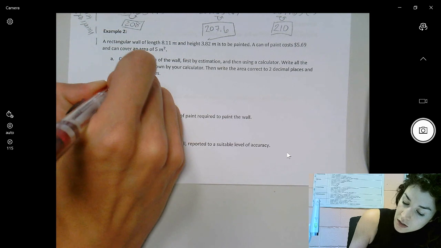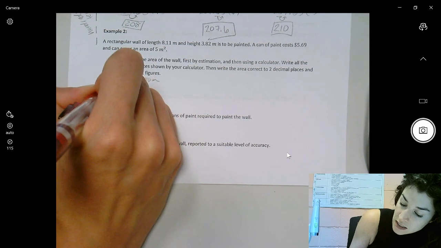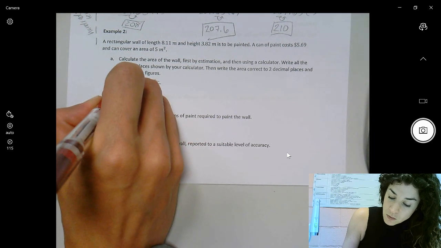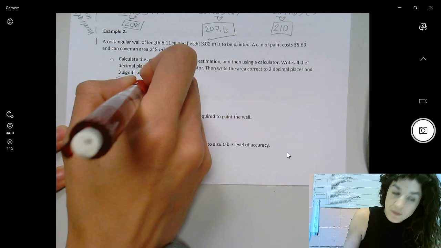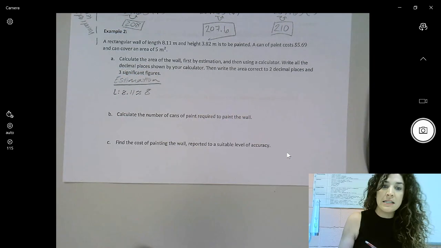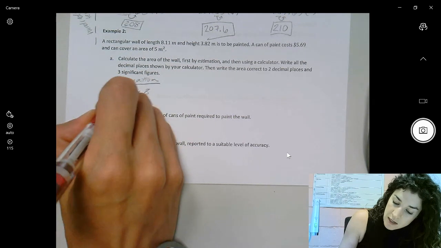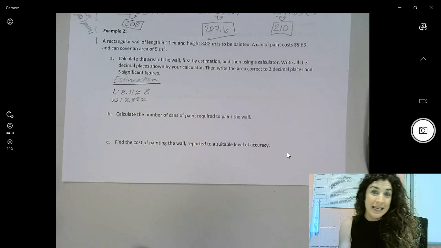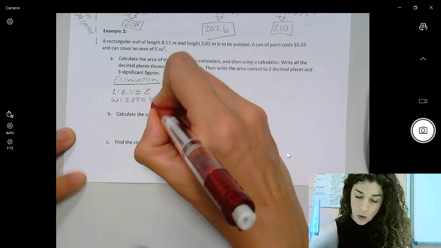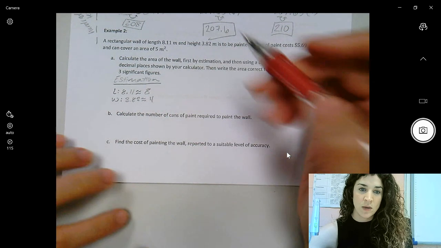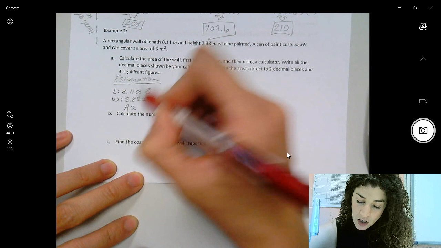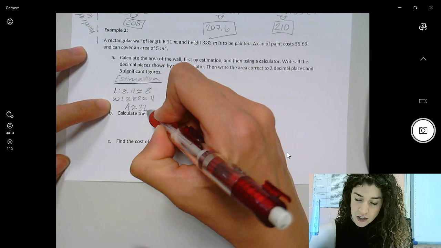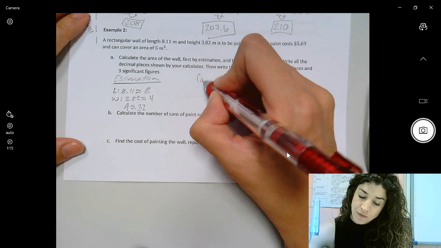So our estimation first. Estimation is a great way to just double check an idea of something before you move on, right? So if your length was originally 8.11, round that to a number that's easier to handle, which is 8. If your width was originally 3.82, round that to a number that's easier to handle, an integer, right? So that's going to round up to 4, because that 8 is telling us to round up, whereas this 1 is telling us to round down. Which means using those numbers, our area, which is length times width, is going to be 8 times 4, which is 32. So that's our estimation.